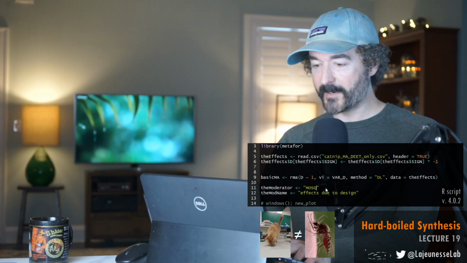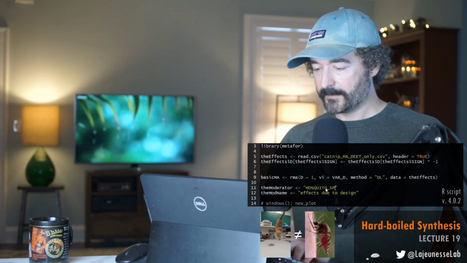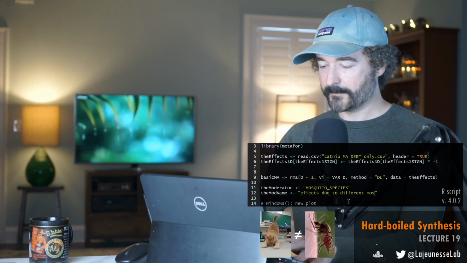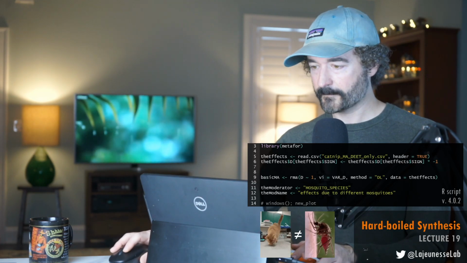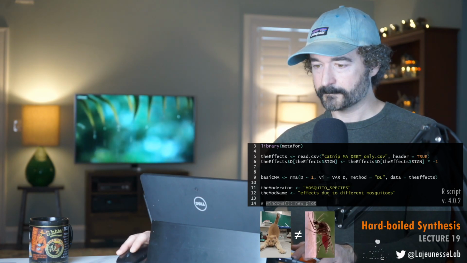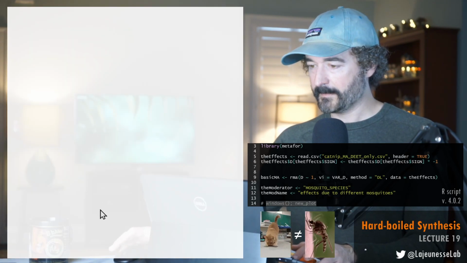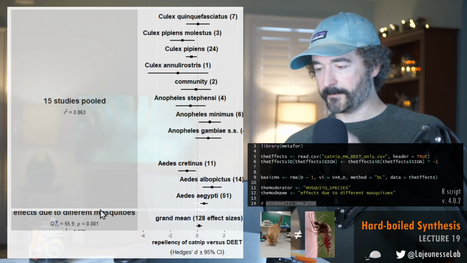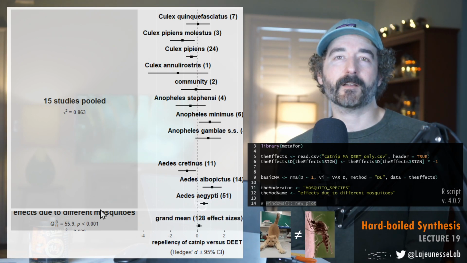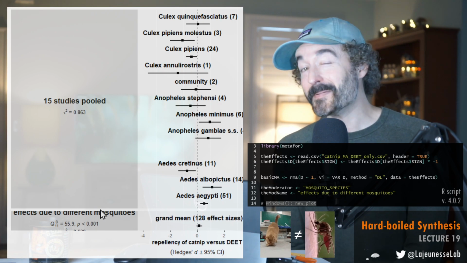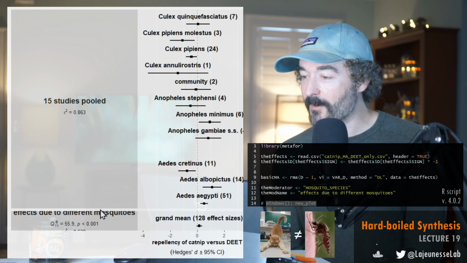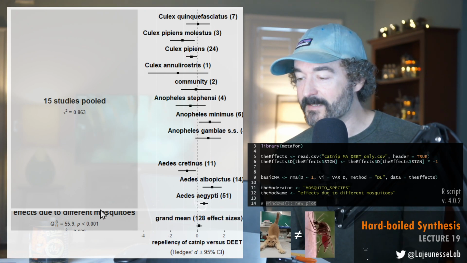We already know experimental design impacts the efficacy of catnip. All right, let's compare across mosquito species, effects due to different mosquitoes. Again, there's a significant difference in the QB test, which is our omnibus test of whether or not things differ. We have many different types of mosquito species included in the data set. All the usual suspects: the Culex, the Anopheles, and the Aedes.